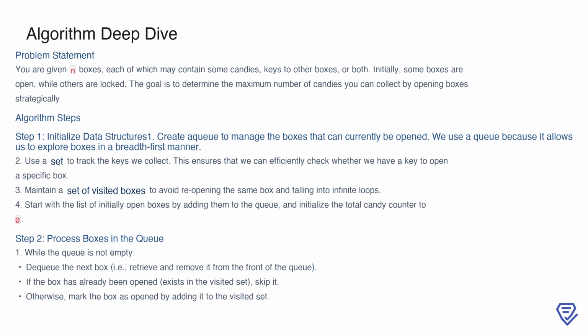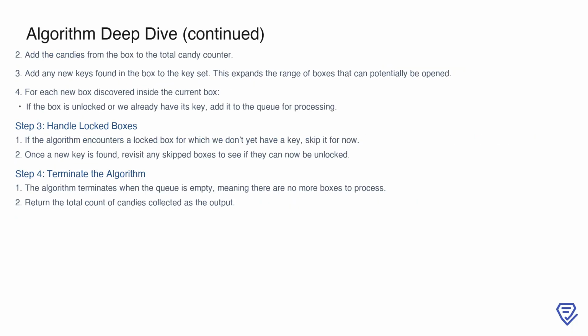With these foundations in place, we can begin processing the boxes and collecting candies. The next step is to process the boxes in the queue. While the queue is not empty, we retrieve the next box for processing.